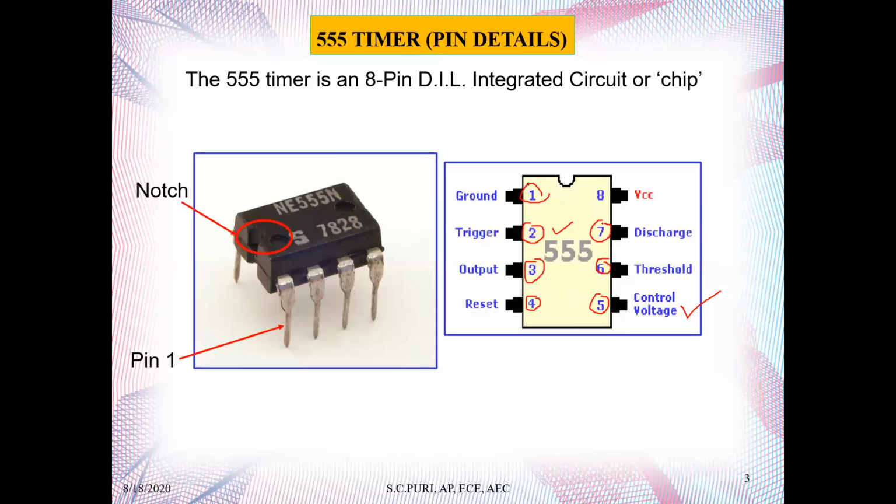This discharge pin is connected directly to the collector of an internal NPN transistor, which is used to discharge the timing capacitor to ground when the output at pin number 3 switches low. Now coming to VCC. This is the power supply pin, and for a general purpose TTL 555 timer, it is between around 4.5 volt to 15 volt.